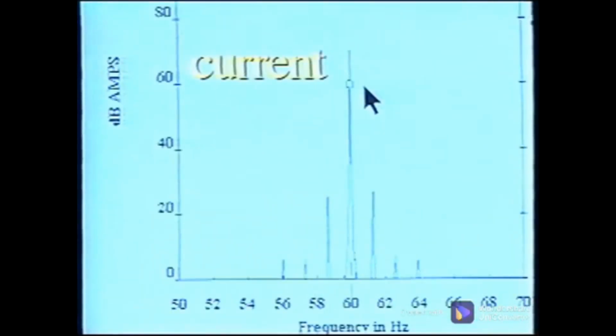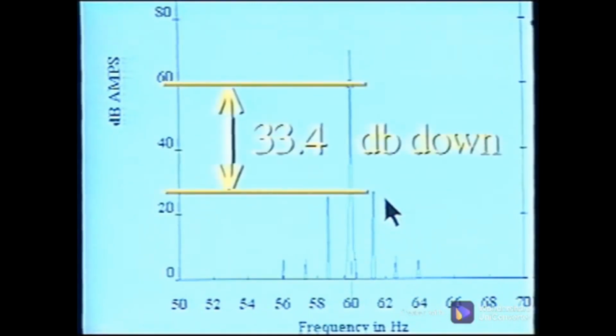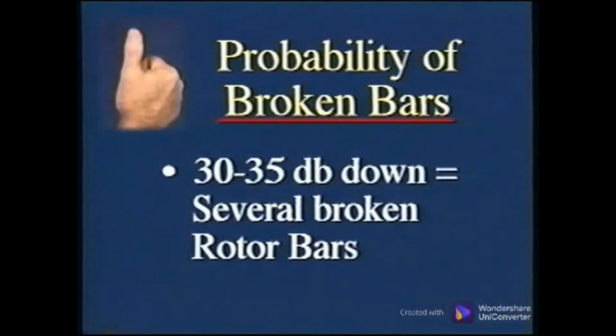To confirm the diagnosis, a current measurement was collected. The amplitude at line frequency is 60 amps, and the sideband amplitude is 26.6 amps. This makes a dB down of 33.4. Based on our rules of thumb for the probability of broken rotor bars, there are probably several broken rotor bars.